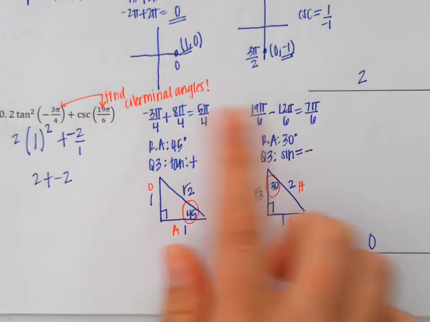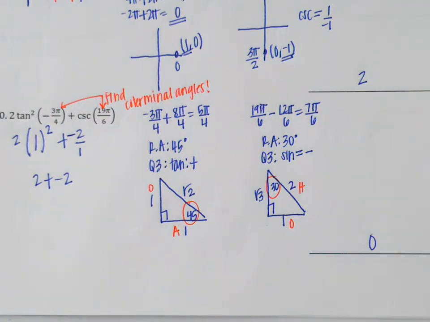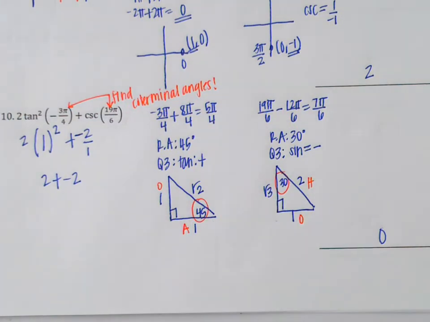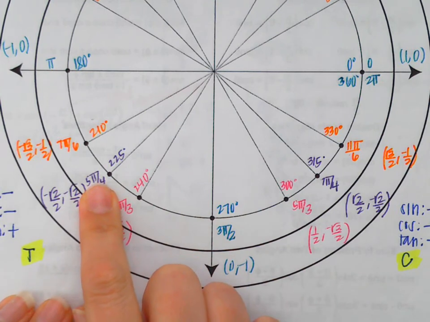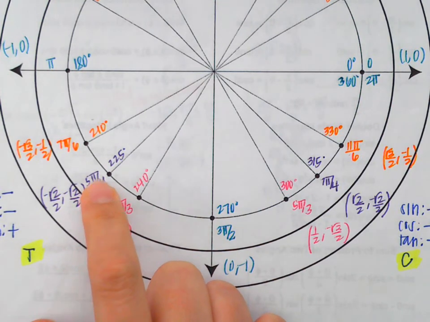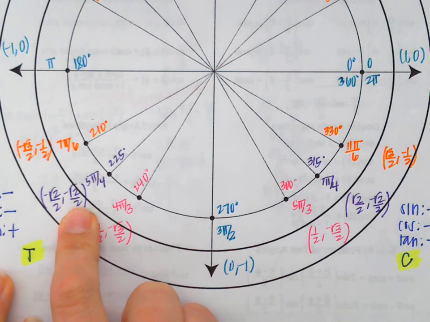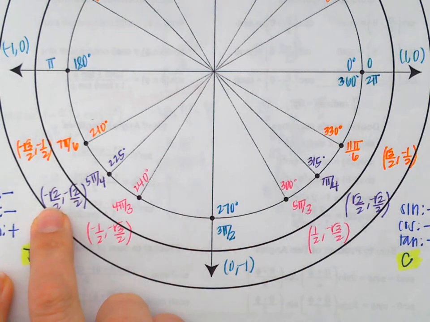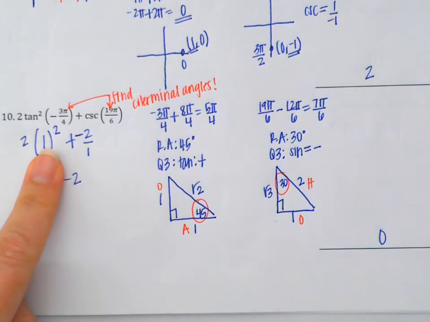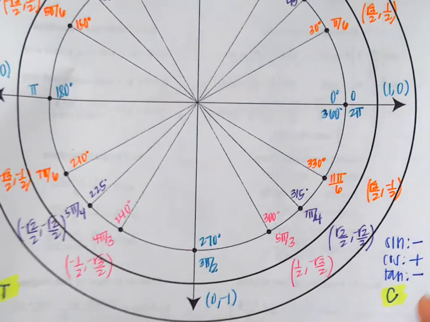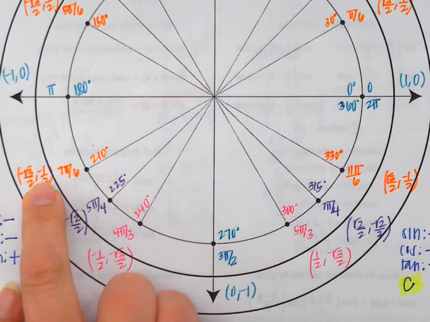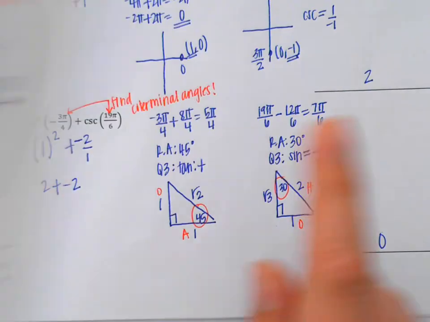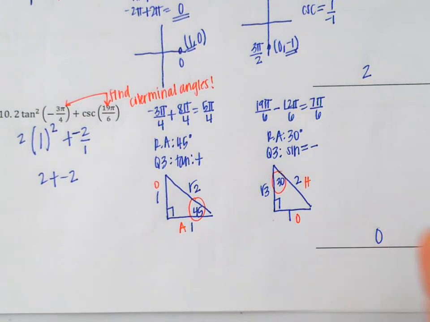Now, if we were to use our unit circle, we'd still have to find our coterminal angles no matter what method. You still have to do that. And then, okay, 5 pi over 4 is here. And then tangent, remember, is y over x. So negative radical 2 over 2 divided by negative radical 2 over 2. It's the same thing divided by itself. So it gets us 1. And then cosecant of 7 pi over 6, the reciprocal of sine. So it would be negative 2 over 1, which is what we got. And then we still get to 0.